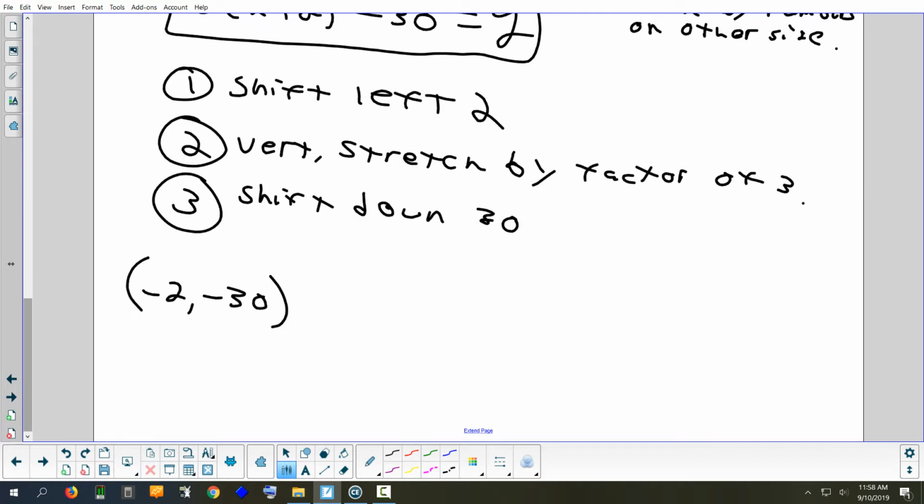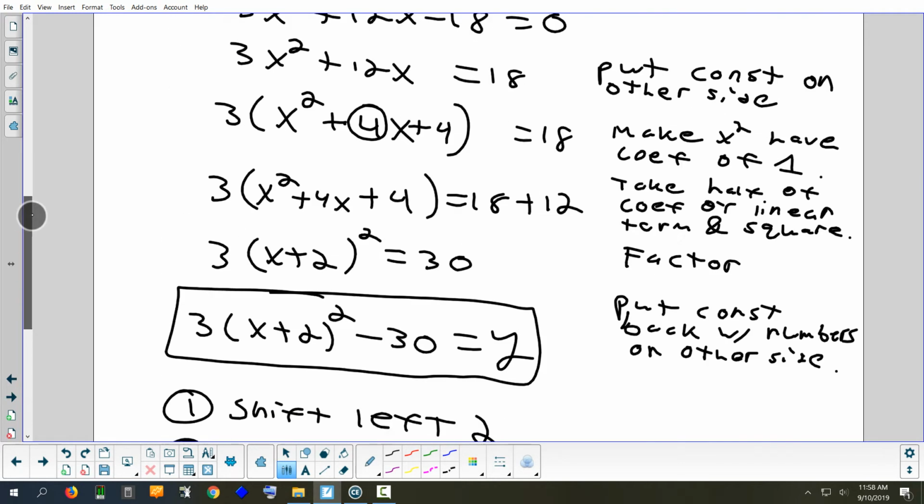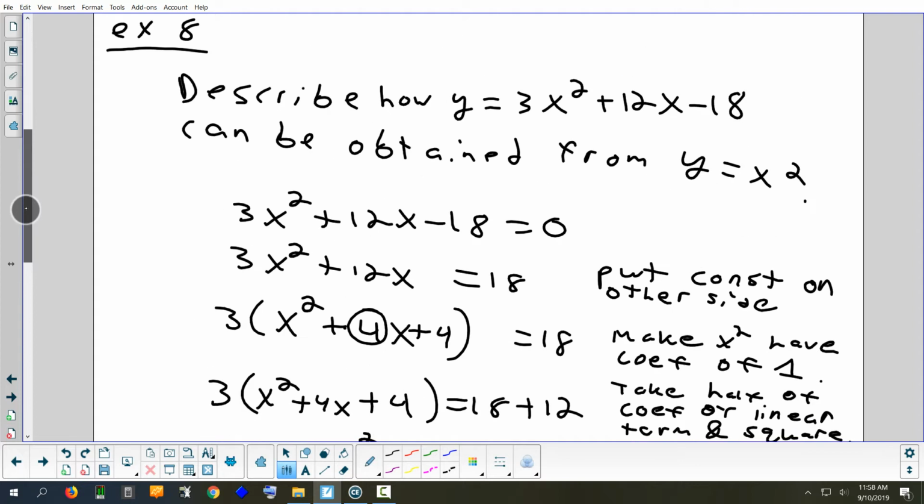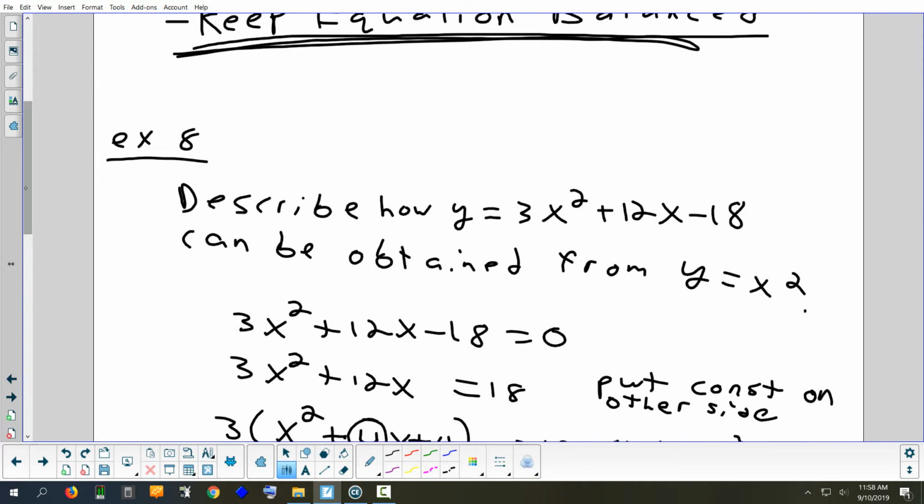Okay. Keep that in mind, because I'm going to show you a shortcut. If all you had to do was figure out the vertex, you actually don't have to do any of this. If you want to know the transformations, yes, you have to do this. But if all you wanted to know was the vertex, there's a way to get it from the original problem.